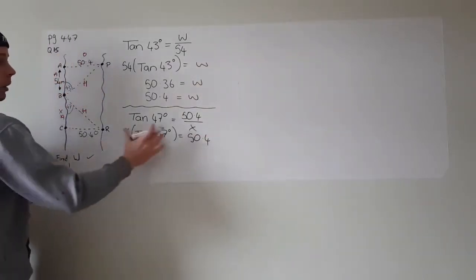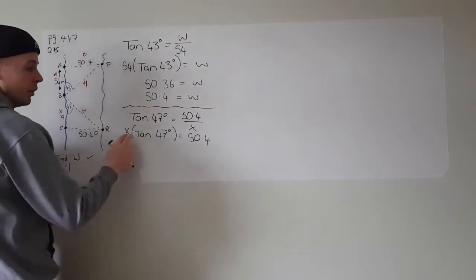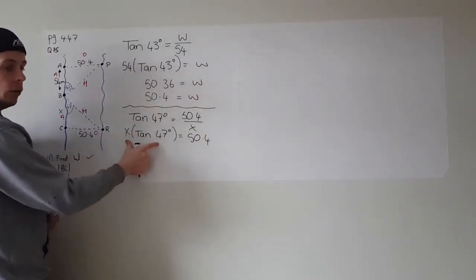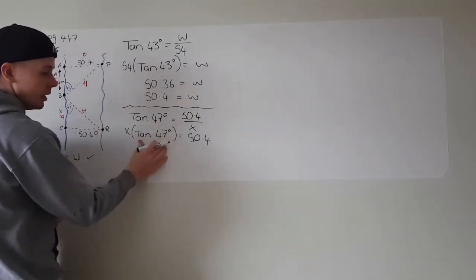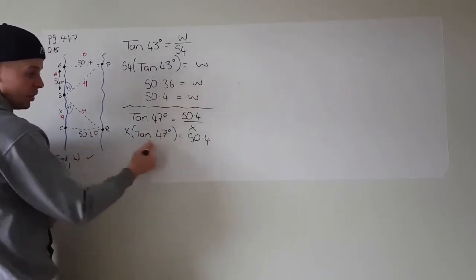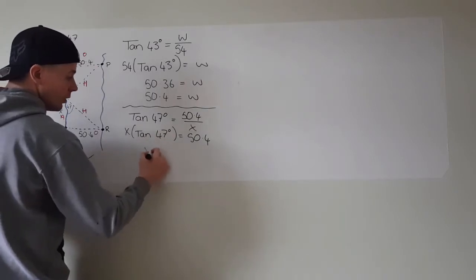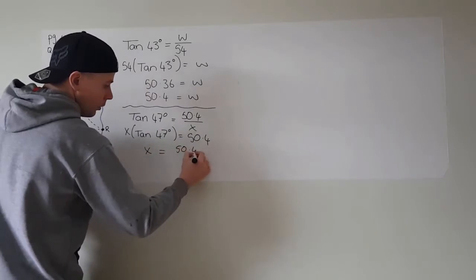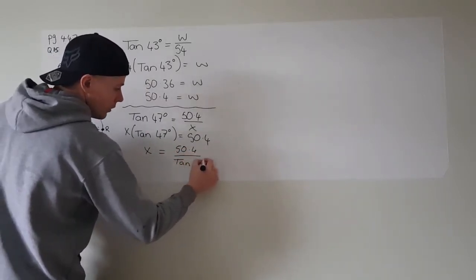And now that was all I did up here, and I got straight into my answer. But this time I have to do an extra step because now my unknown, or what I'm trying to find, is part of the multiplication. So divide by the other side of the multiplication, so basically the number that we know, because remember this is just a number. So dividing both sides by the tan of 47, I'm going to end up getting X is equal to 50.4 divided by your tan of 47 degrees.